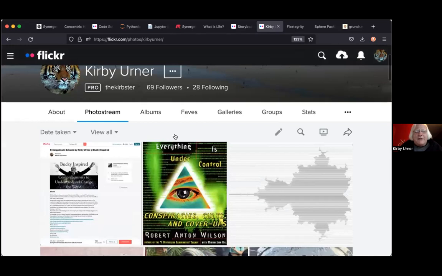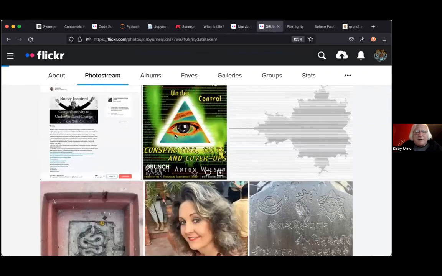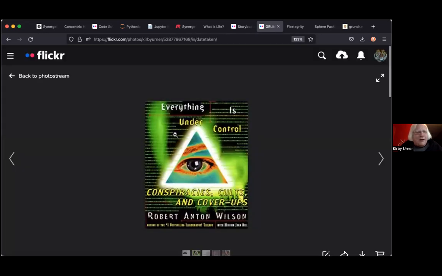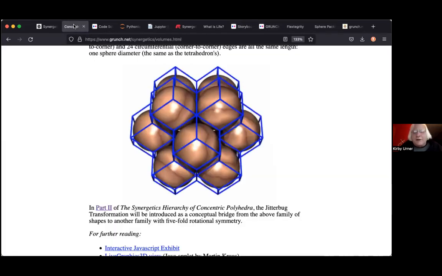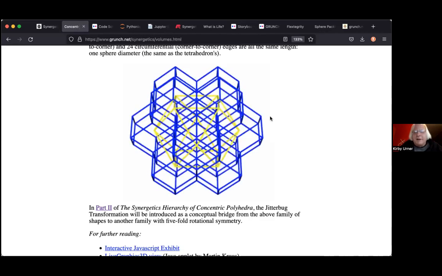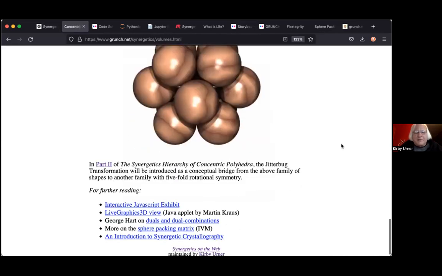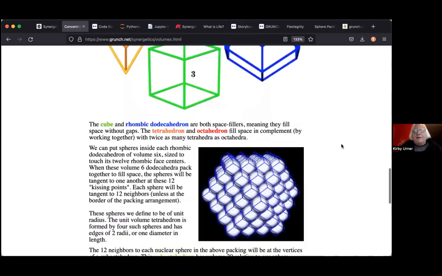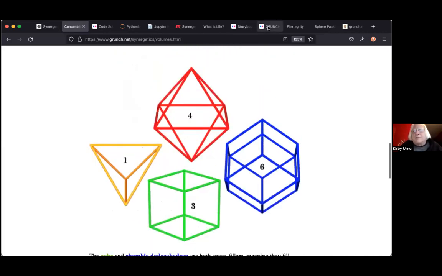And if you've ever seen this book, Everything is Under Control by Robert Anton Wilson, it's an encyclopedia of conspiracies. If you go under the entry under Grunch, because it's alphabetized, you'll see my old Teleport address. And where it did link is to all this synergetic stuff, because Robert Anton Wilson, the author of that book, was quite aware of and quite friendly towards the Bucky conspiracies, you could say. So it's part of, I would say, kind of American literature at this point.